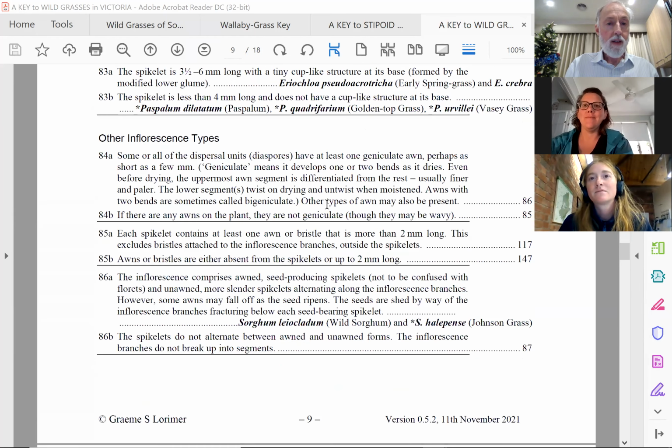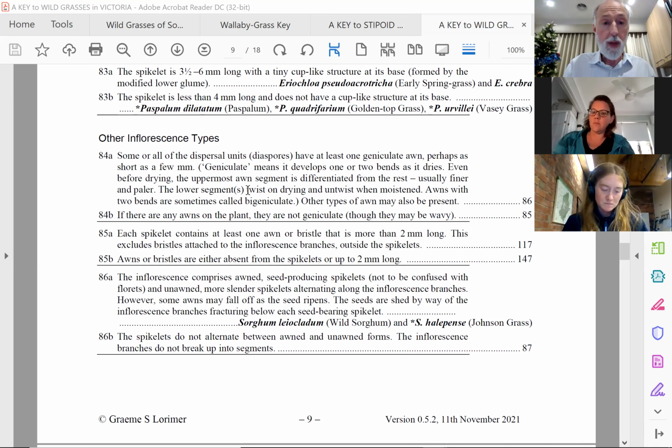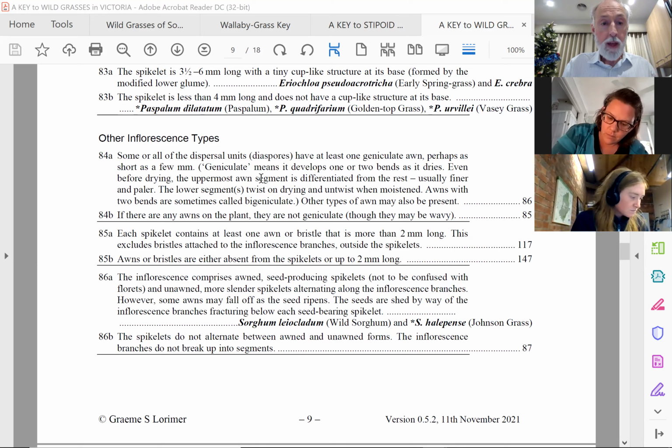Headed to other inflorescence types. 84A says some or all of the dispersal units or diaspores, or you could call them grass seeds, have at least one geniculate awn, perhaps as short as a few millimeters. Geniculate means it develops 1 or 2 bends as it dries. Well, we've got seeds that have clearly developed their 2 bends, so they're geniculate. And they're certainly not as short as a few millimeters. So yes, that seems all right.